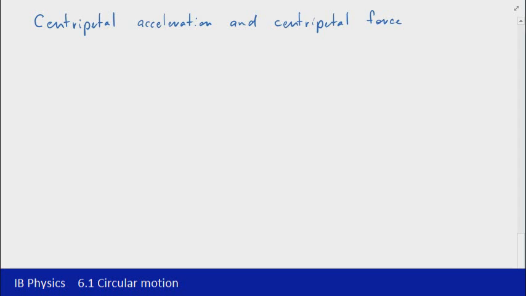In the last video we looked at some angular quantities. We're now going to look at two quantities related to circular motion. They are centripetal acceleration and centripetal force. So we'll start by first of all just recalling that in circular motion the direction of the velocity is always changing.